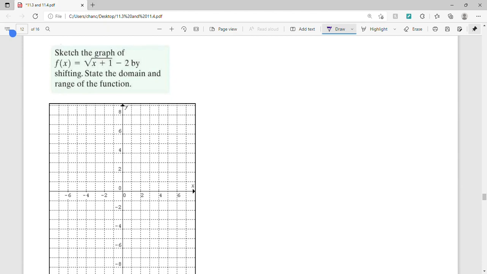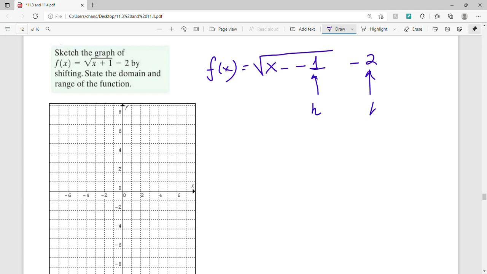Let's look at this graph. This is x plus 1 inside the square root, minus 2. I can rewrite this as the square root of x minus a -1, minus 2. This -1 represents my h, and this -2 represents my k. So the endpoint h comma k is -1 comma -2. Again, a lot of people confuse the h with being a positive 1, the most common mistake.